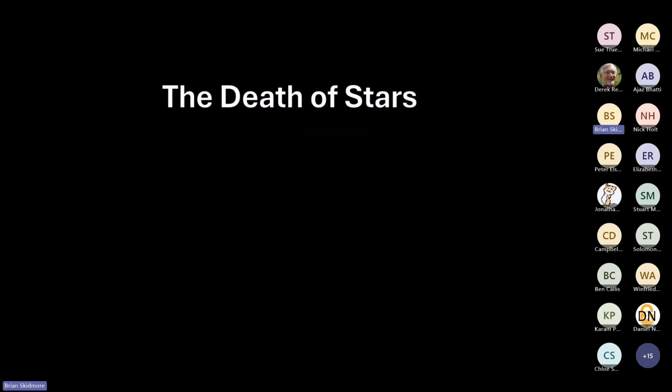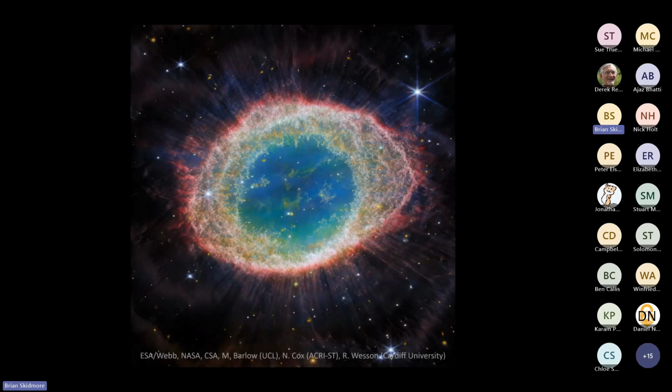So the next theme I want to look at is the death of stars. Stars can die. Very massive stars die in very dramatic ways called supernovae, but less massive stars, which are more common, such as the sun, die in the following way. So this is an image from JWST. This is the Ring Nebula.